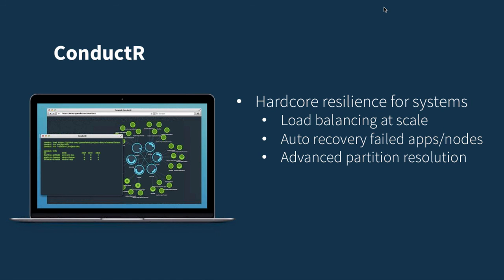And we have a lot of resilience built into Conductor, where we're doing load balancing at scale and auto recovery whenever nodes and applications fail, and also advanced partition resolution, where we're figuring out what happens whenever nodes are splitting off. So it's very helpful for teams not to have to think about all of these details.